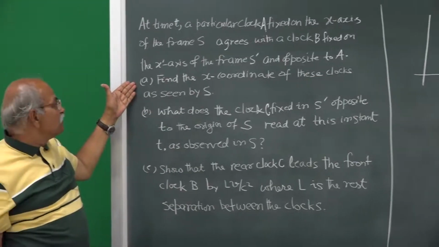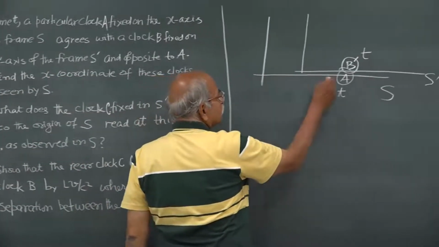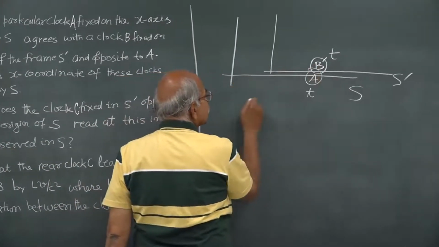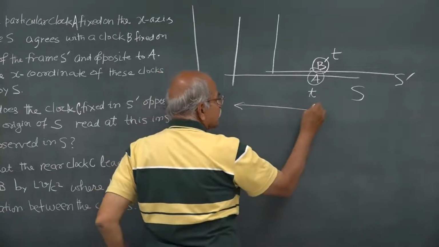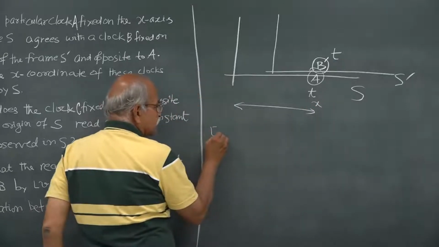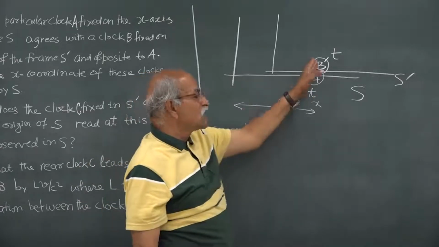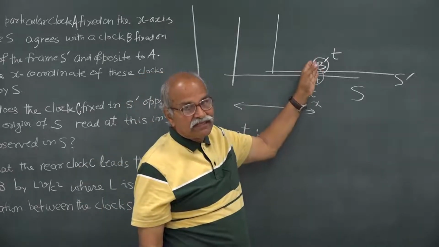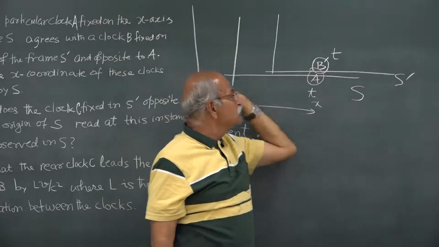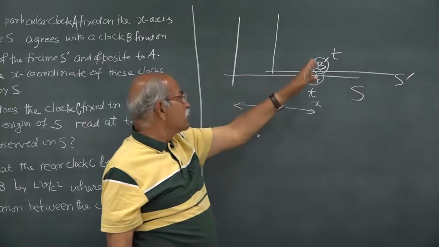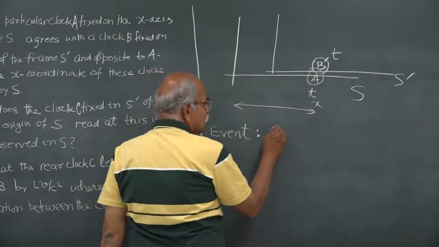Find the x coordinate of these clocks as seen by S. So you need the x coordinate of these two clocks as seen from S. So this x coordinate is, let us say, x. So this is our event. These two clocks are opposite each other, that is the event. A and B are opposite each other. As seen from S, this B is moving. So at a certain time this B is opposite A, that is the event. So you have x and you have t.